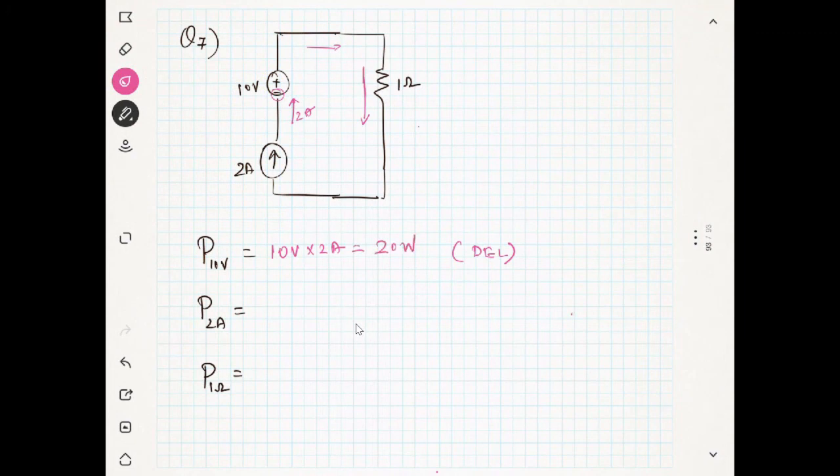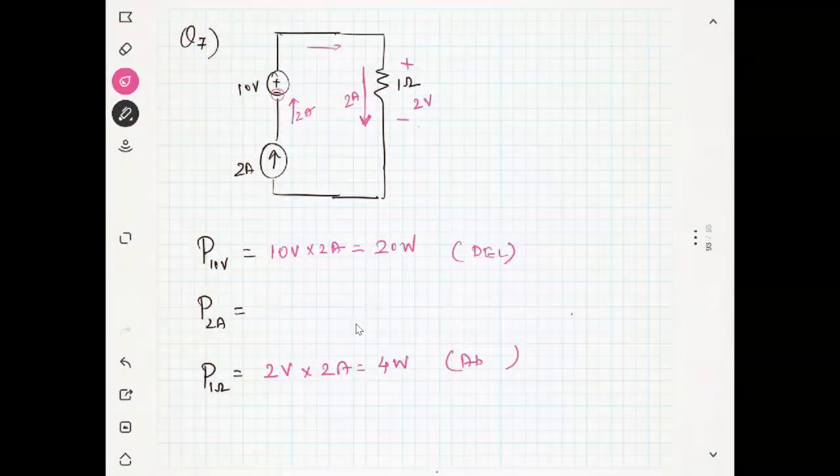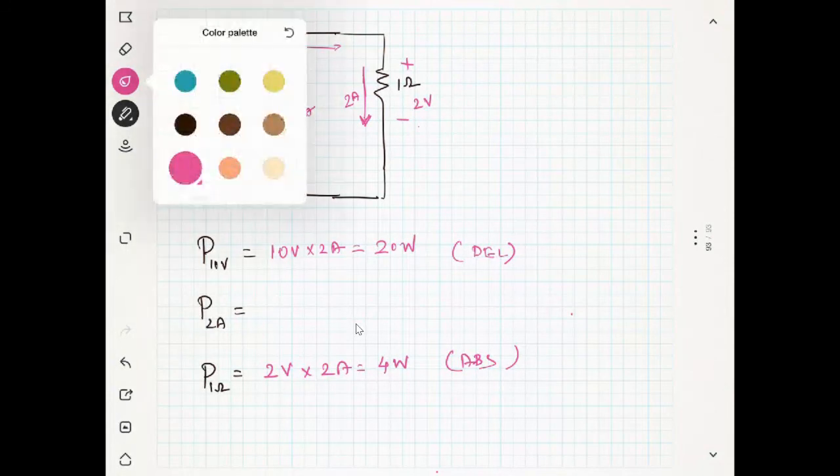And this current through the resistance is going down, so it is plus minus, and the current is 2 ampere, you know, so 2 into 1, it is nothing but 2 volt. Okay, so for the 1 ohm resistance, I can say it is 2 volt multiplied by 2 ampere, it is nothing but 4 watts. Is it delivering or absorbing? It is absorbing the power. Okay, it is absorbing the power.